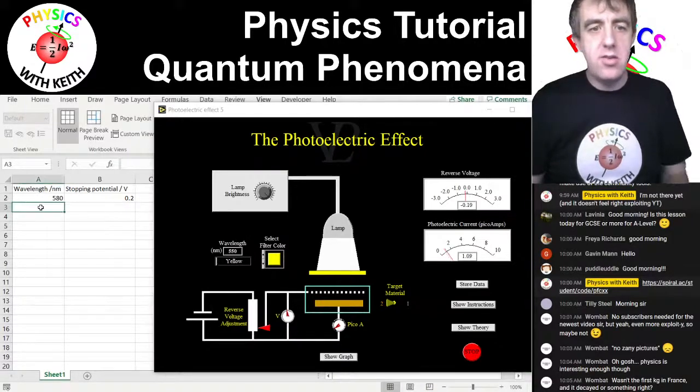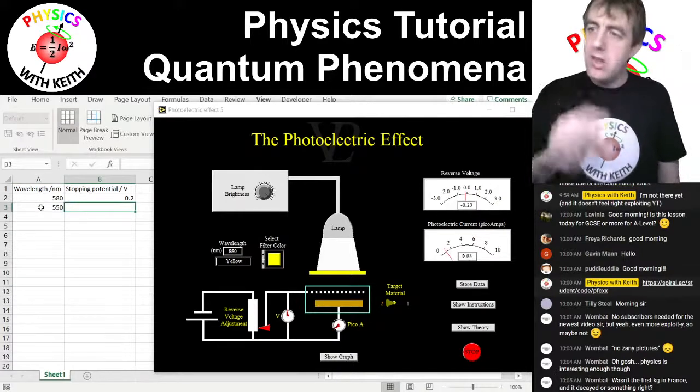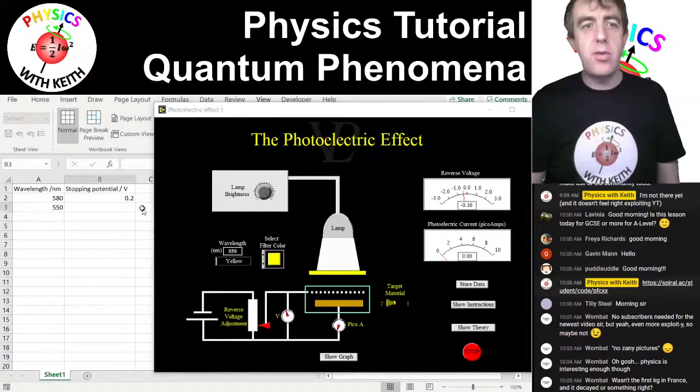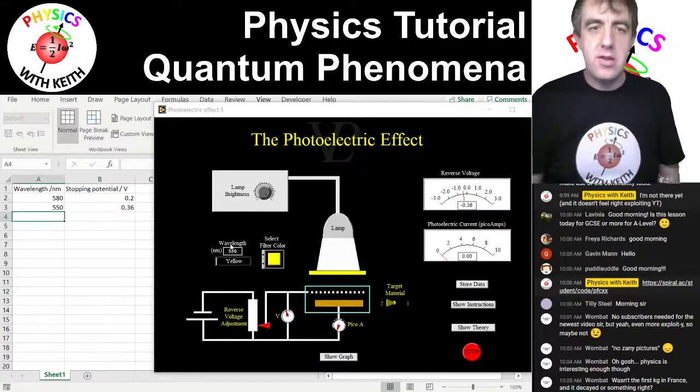Switch up the color. Let's go with yellow. So this is now 550 nanometers. That's a smaller wavelength, therefore a bigger frequency. Okay, let's step up the potential. Oh, I didn't have to step up very far. Okay, I'm going to make that 0.36. Fine. Let's go up again.